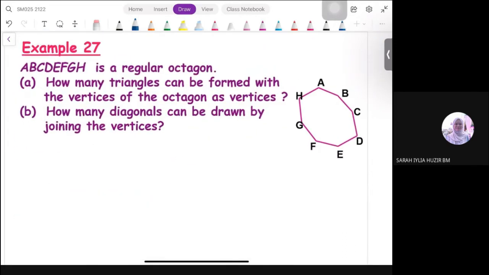Okay. So, A, B, C, D, E, F, G, and H is a regular octagon. Ada tu, 8 side tu octagon. Okay. How many triangle can be formed with the vertices of the octagon as the vertices? Okay, means from this octagon, how many triangle can we form? Ada berapa banyak segitiga kita boleh lukis. Maksudnya kat sini, kalau kita gabungkan 3 bucu, kita dapat triangle. Contohnya, saya ambil A, B, C. Kita gabungkan tu.